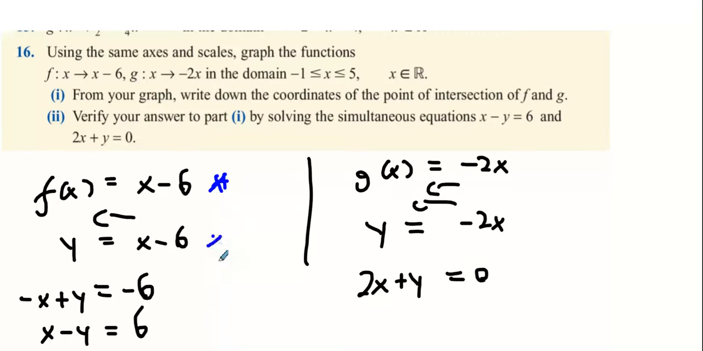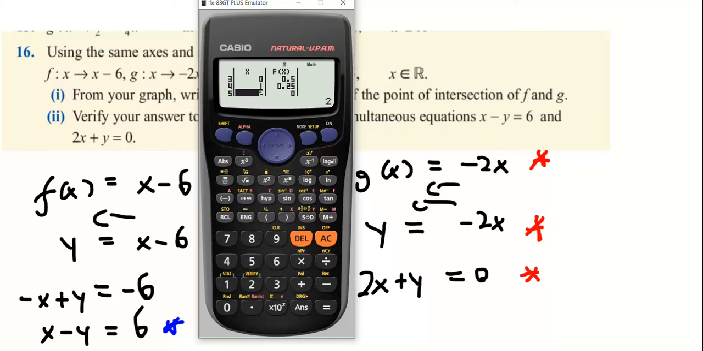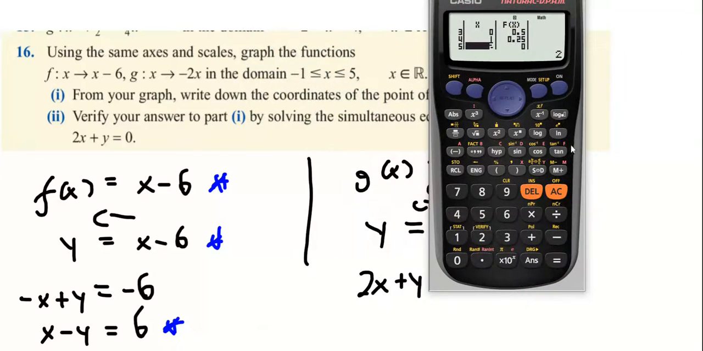All these represent the same line. That represents the same line as that, and g equals -2x is the same line as y equals -2x, and the same line as 2x plus y equals 0. Okay, now what we're going to do next is get points for these two graphs. I'm going to use my cheap trick one more time. I'm going to use f of x, so I have to do from -1 to 0.